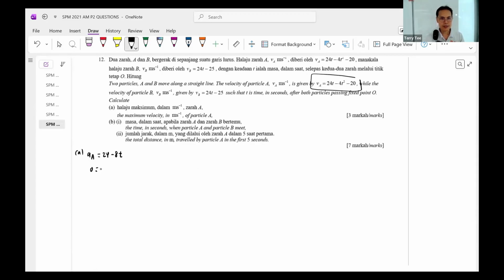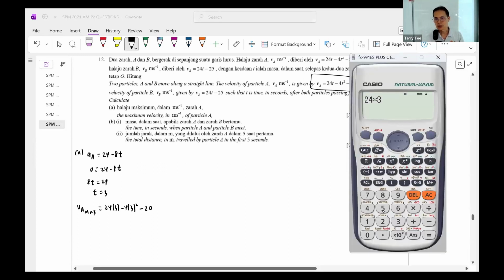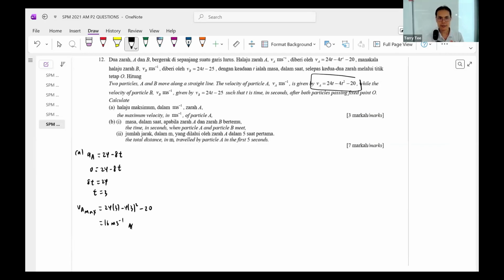Differentiate this, you get 24 minus 8t. You let your a be 0. Okay? Bring it over. 8t is 24. What's your t? t is 3. Take this t equals 3, put inside your v. That'll be your maximum velocity. 24 times 3 minus 4 times 3 squared minus 20. So you have 24 here, times 3, 4 times 9, minus 20, you should get 16. Yeah, maximum velocity is 16.